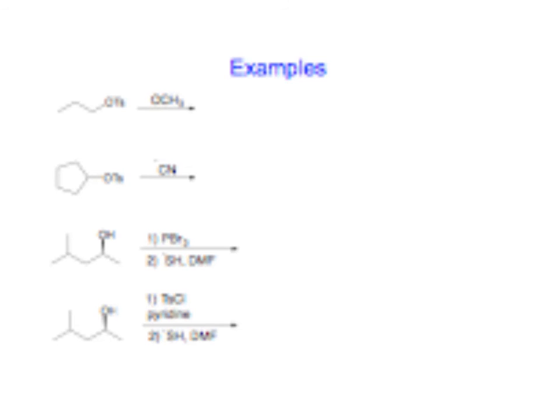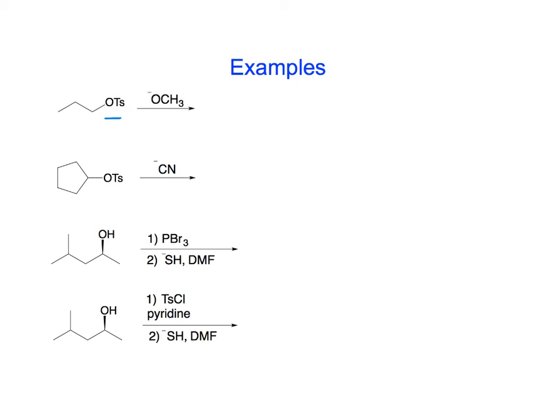Let's do some final examples. So here we have a toluene sulfonate. There's our tosylate. We're using a strong nucleophile. This is primary, so what type of a reaction should take place? This is going to be an SN2 substitution. We get this methoxy group plus our tosylate anion.